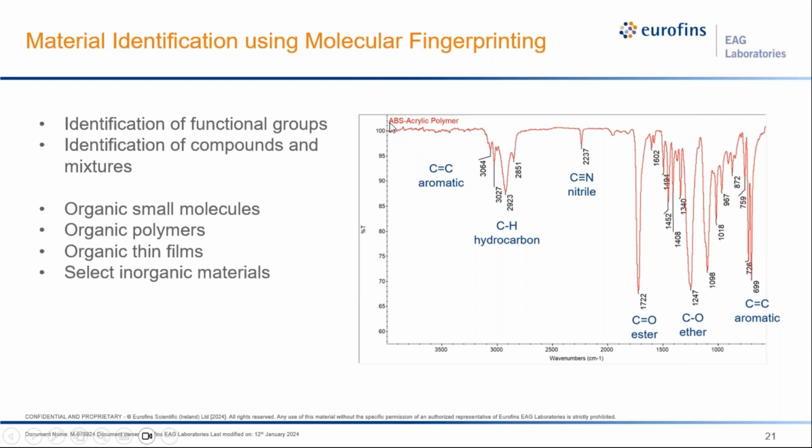Here's an example of an ABS acrylic polymer, and we see that it has a nitrile functionality at 2237 wave number. It has an ester at 1722, ether at 1247, and so on and so forth. So these various peaks represent functional groups, and this collection of functional groups is what creates this fingerprint. And we use this fingerprint to identify small molecules, polymers, thin films. We can also use it for certain inorganic molecules, but this is really an organic technique, right?